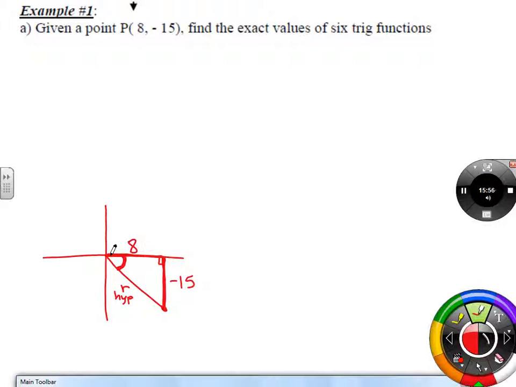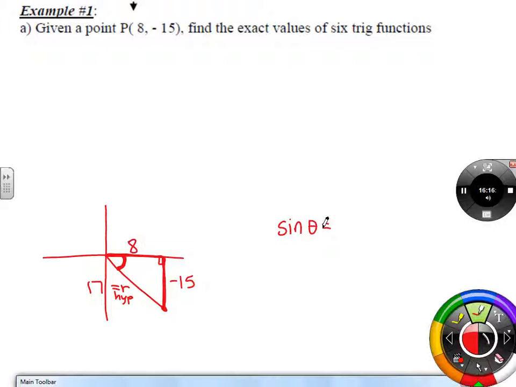All right, so what do we get here? What did you guys get? 17? Okay. So 8, 15, 17 is actually a famous right triangle, in case you guys forgot. So now to do the trig functions of this, okay.